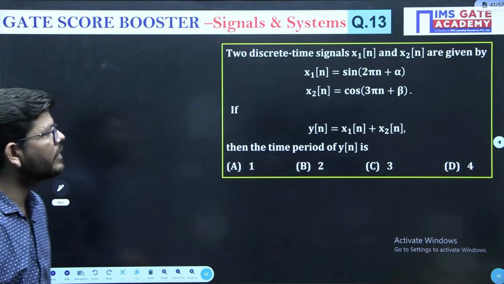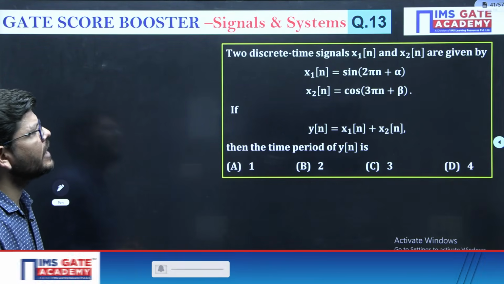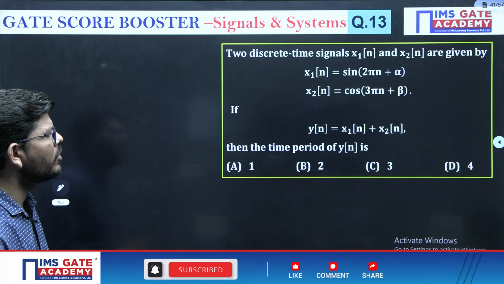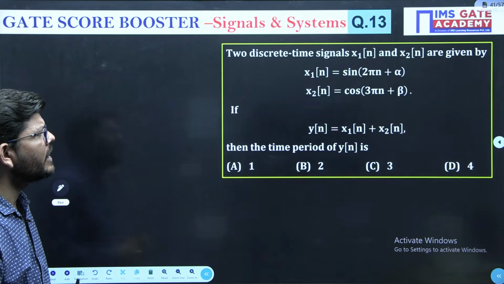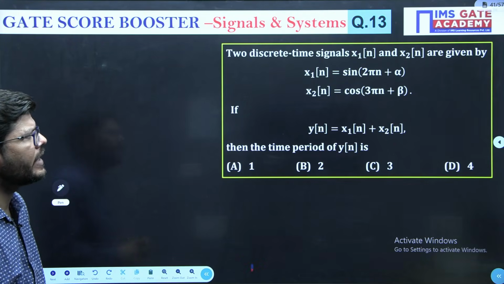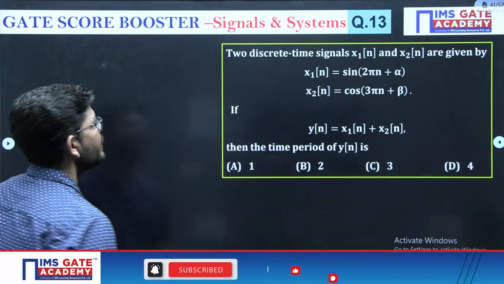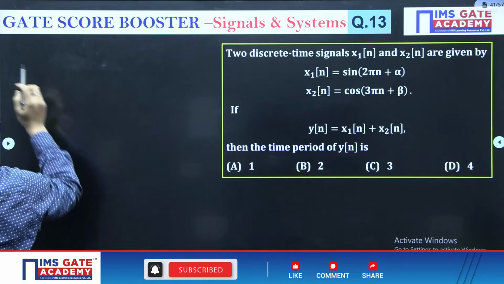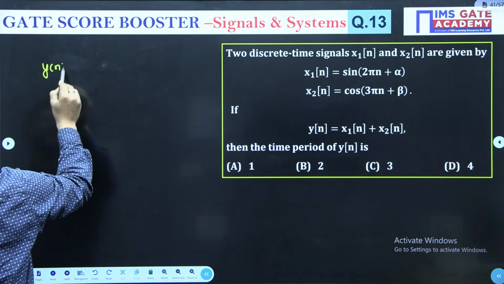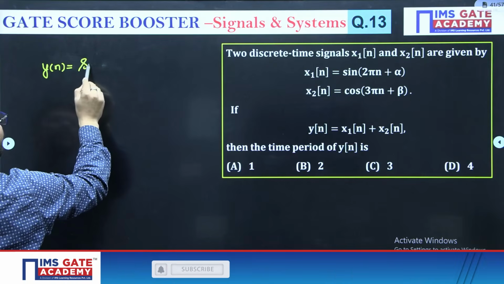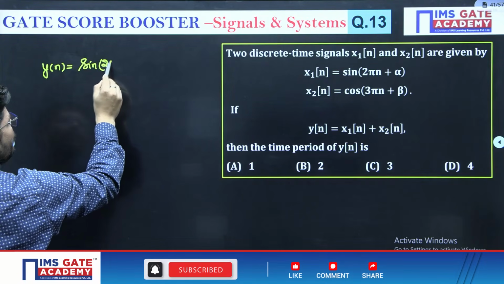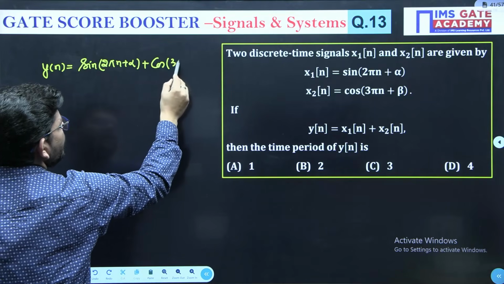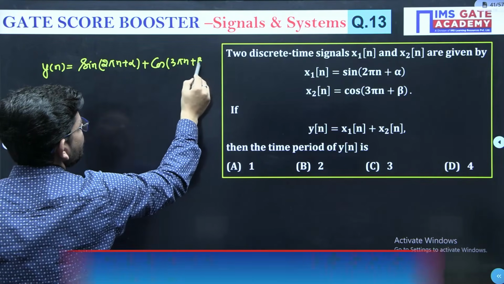Now have a look over this one. Two discrete time signals x1 of n and x2 of n are given. y of n is the addition of these two signals. What will be the time period of y of n? What is going to be the time period? If I talk about y of n, which is the sum of these signals, it is sine of 2 pi n plus alpha plus cos of 3 pi n plus beta.